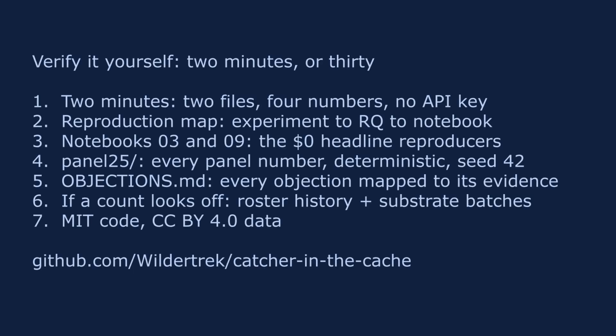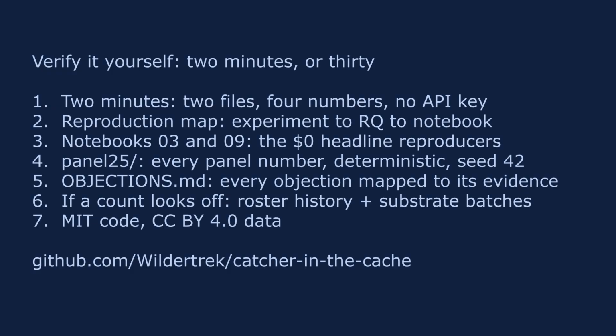That is the walk, and the end of both parts. If you have 2 minutes, the README opens with the short path. 2 files, 4 numbers, no API key, and no notebook. If you have 30, start at the reproduction map, which routes every research question to its notebook. Run notebooks 3 and 9 for the headline numbers, and check any figure against the panel 25 directory, regenerated deterministically at seed 42.